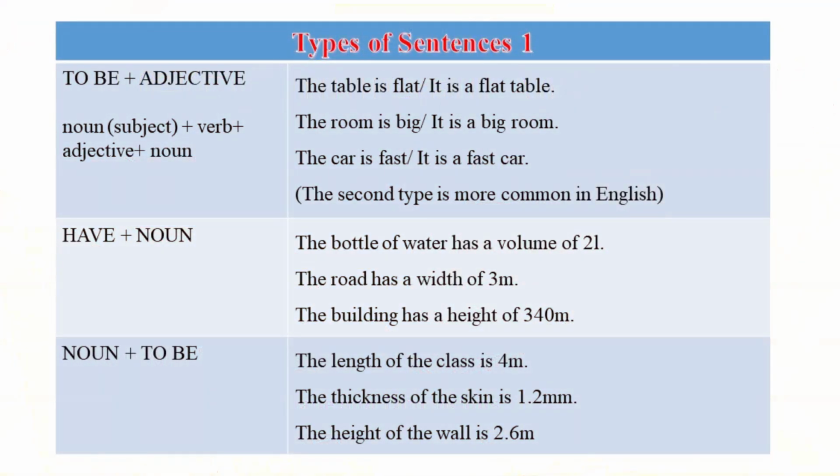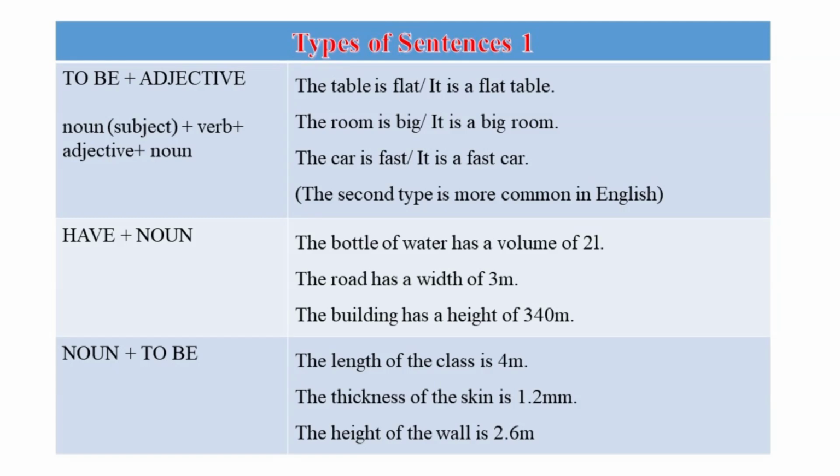In this chapter, we will be dealing with three major types of sentences. Firstly, to be plus adjective. Secondly, have plus noun. Thirdly, noun plus to be. Let's take the first type. Look at the adjectives here: flat, big and fast. There are two types of sentences here.